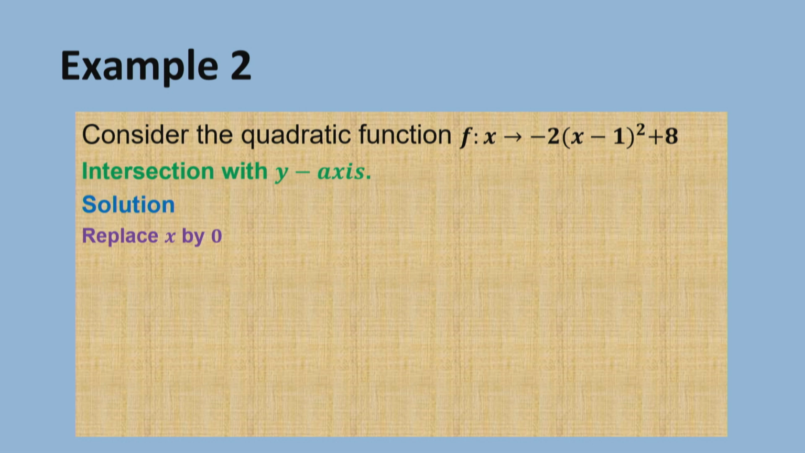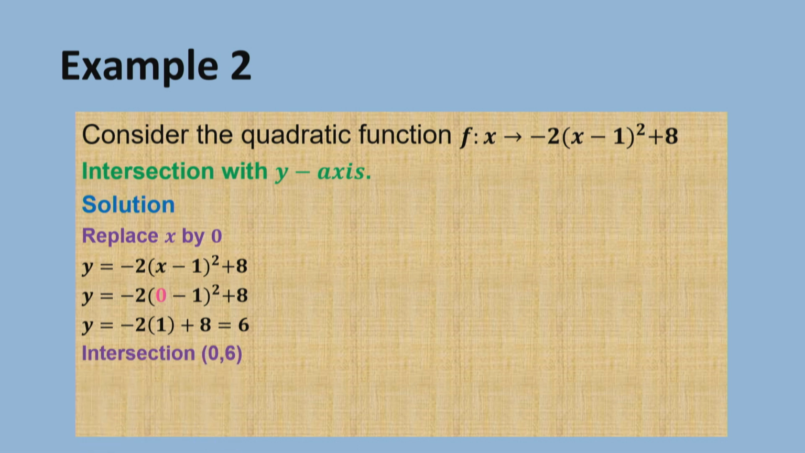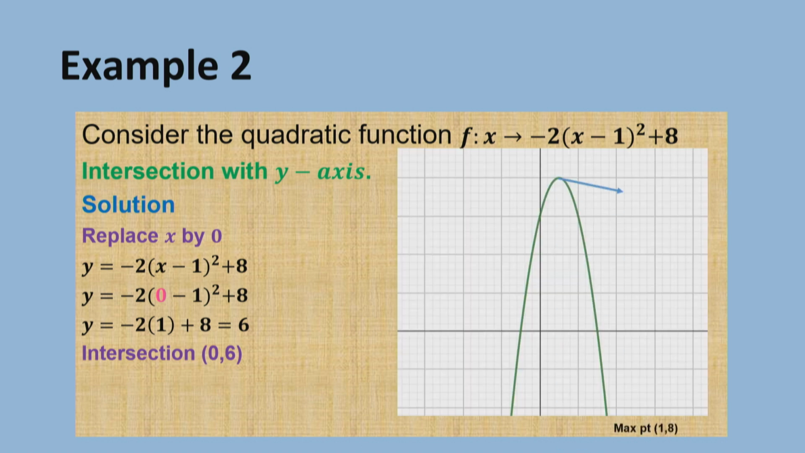First, you will replace x by 0. Why do we do that? Because we know that intersection with the y-axis, x equal to 0. So, if we replace, that will be minus 2, bracket, 0 minus 1 to the square plus 8. Now, 0 minus 1 is minus 1, but minus 1 to the square will be 1. So, that's why we have minus 2 into 1 plus 8. So, minus 2 plus 8 will be equal to 6. So, the intersection will be 0, 6. So, we have the maximum and here 0, 6.